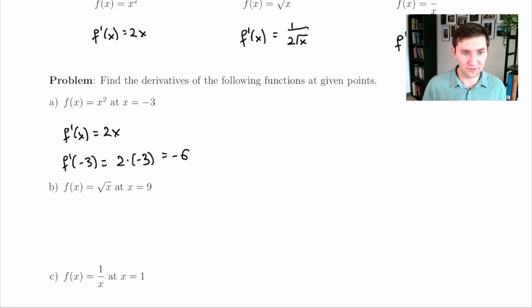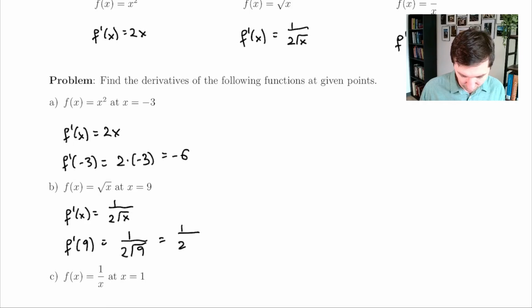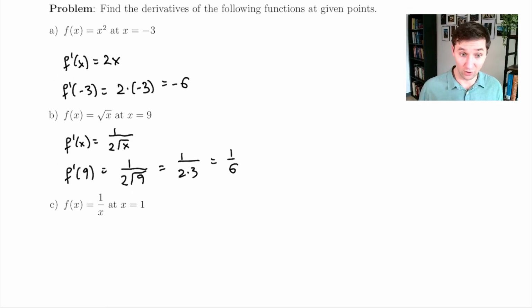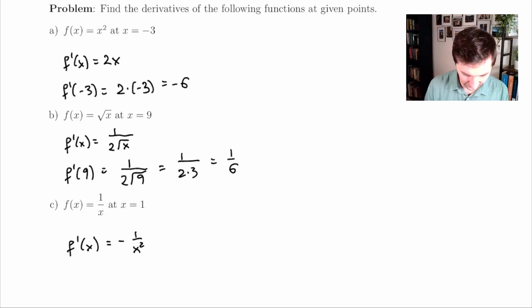For the derivative of square root of x at x equal to 9, I follow the same procedure. I know that the derivative is 1 over 2 square root of x. So I simply plug in 9 to this shortcut, and I get 1 over 2 square root of 9, which is 1 over 2 times 3, which is 1 over 6. I know that the derivative of the function 1 over x is the derivative function negative 1 over x squared. When I plug in 1 to this expression, I get negative 1.